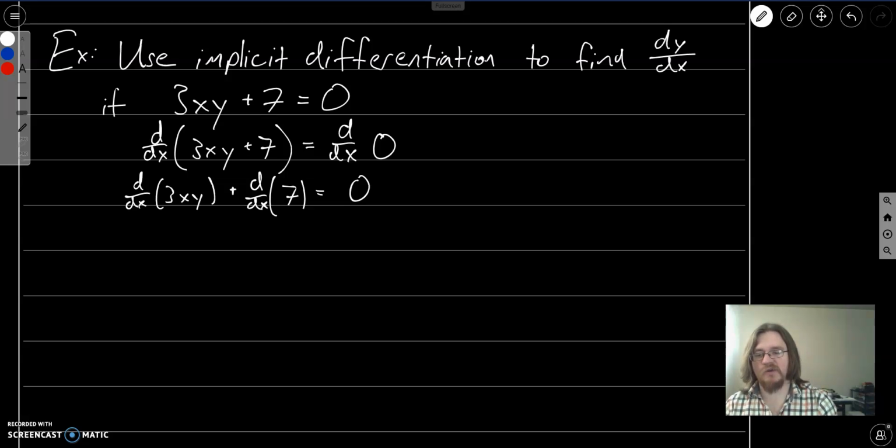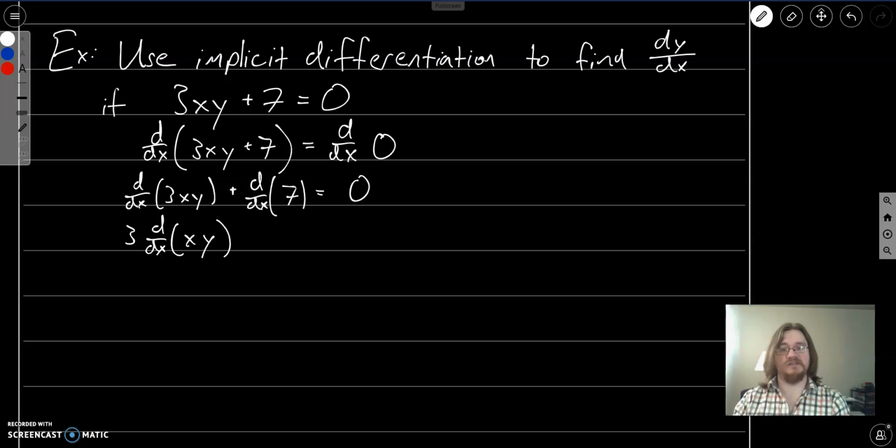Now let's look at the derivative of this left-hand guy. So I've got 3 times x times y. Well, first of all, I can pull out the 3, because any constant multiple I can pull out of the derivative. And then the derivative of 7 is just a constant number, it doesn't change, so its slope is 0. And we get this. If I add 0 to something, it doesn't matter, so I'm just going to pretend I didn't write that down. And I have 3 times the derivative of xy.